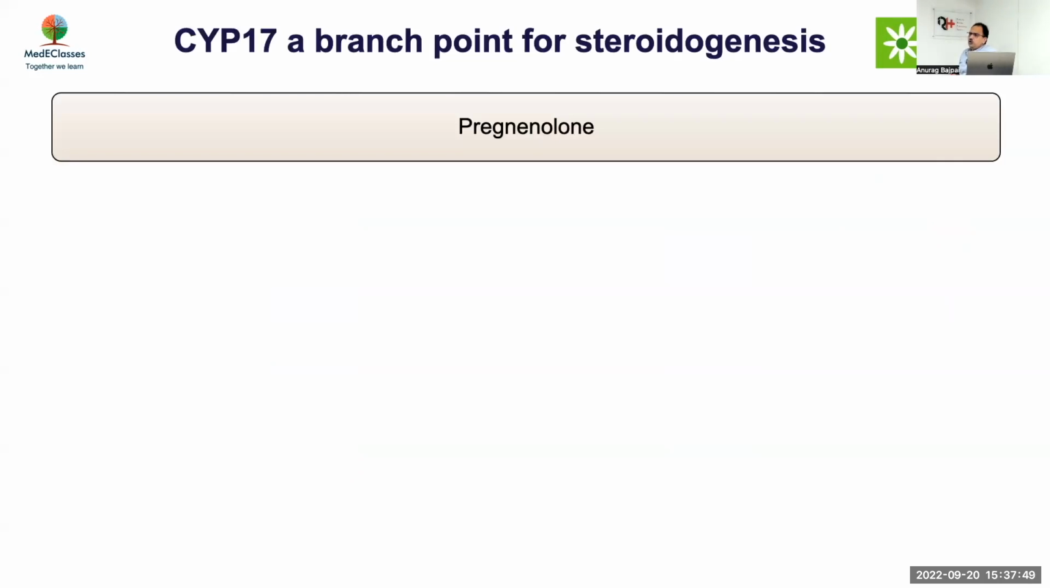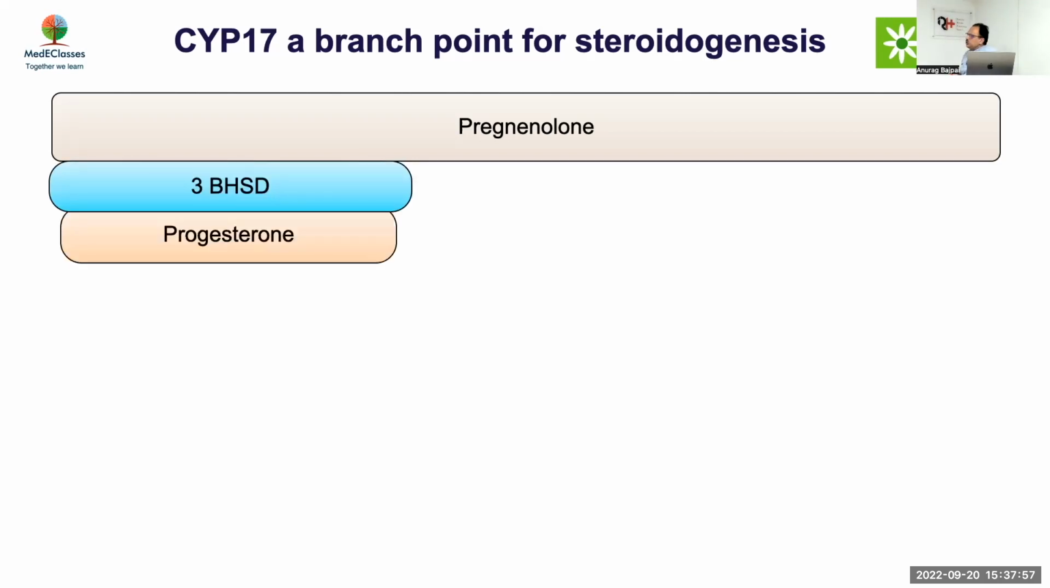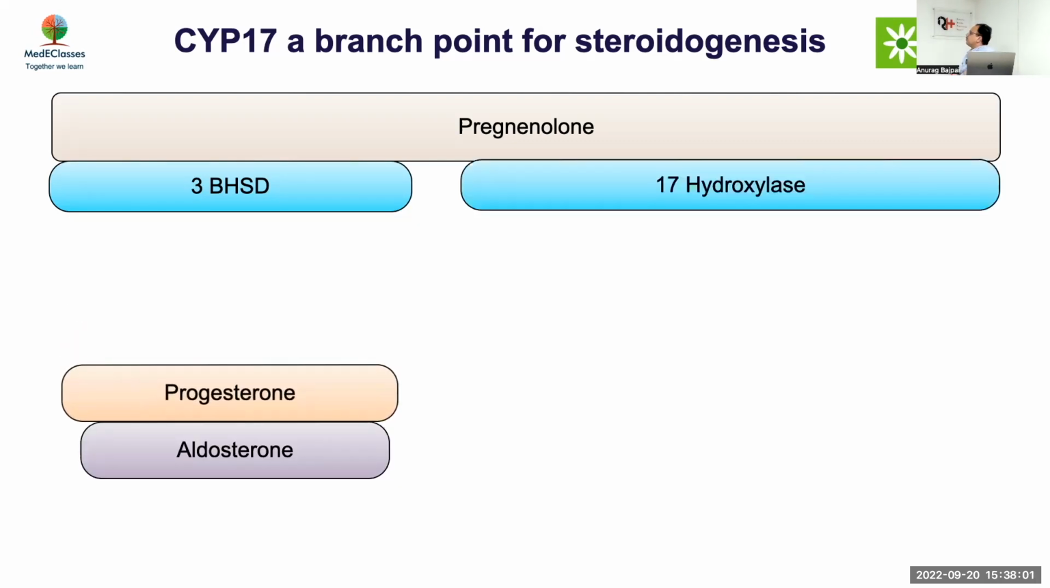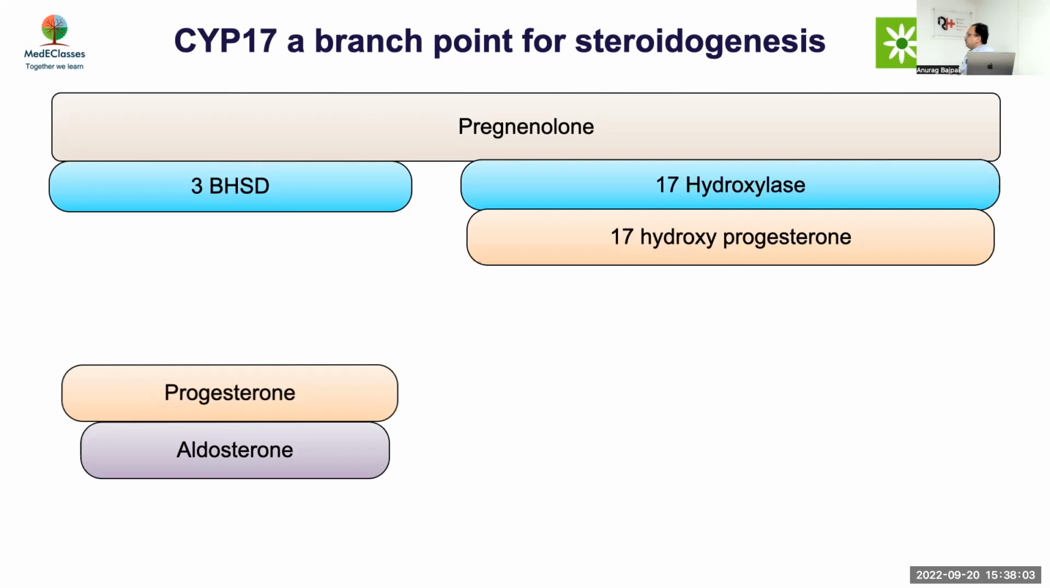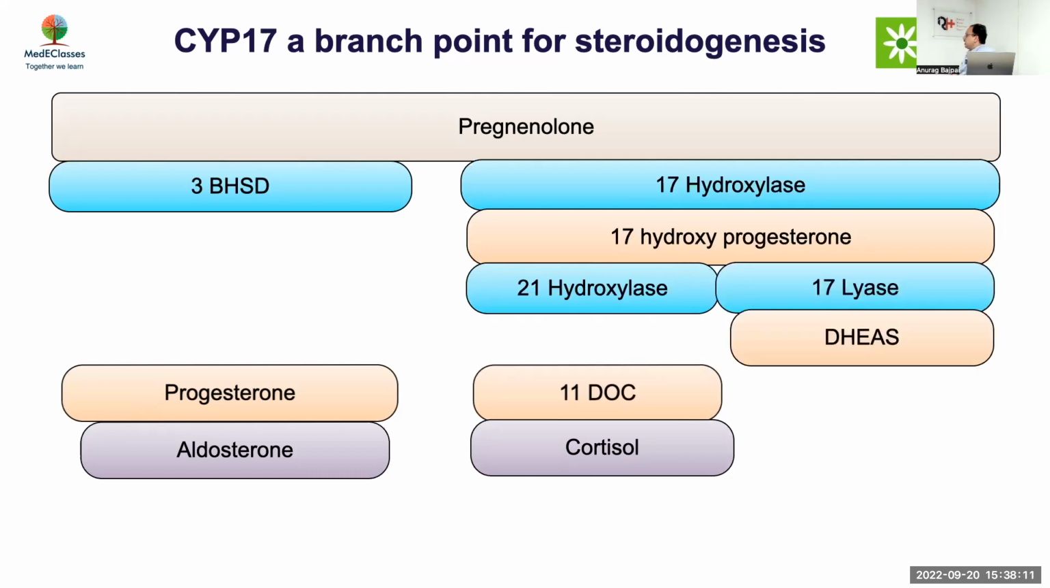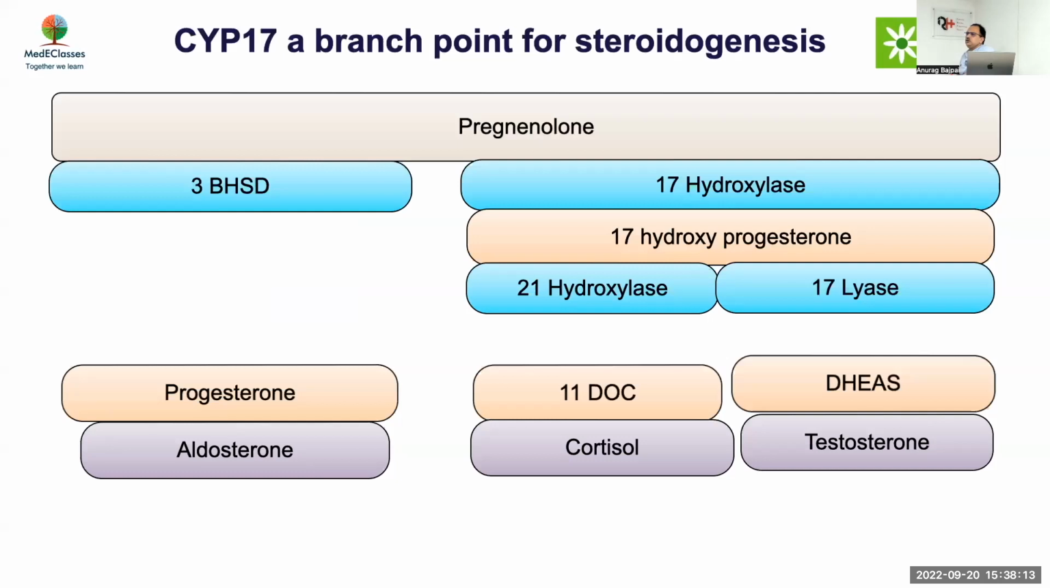So 17-hydroxylase is the branch point of steroidogenesis. Pregnenolone with only 3-beta, no 17, will produce progesterone, which will then go on to aldosterone. 17-hydroxylase will produce 17-hydroxyprogesterone, which with 21 will produce cortisol. But if it also gets lyase, it will produce DHEA and then testosterone.